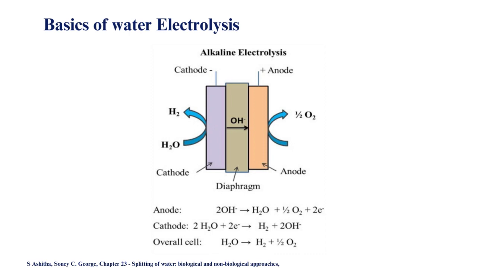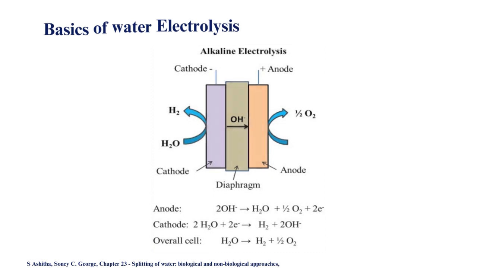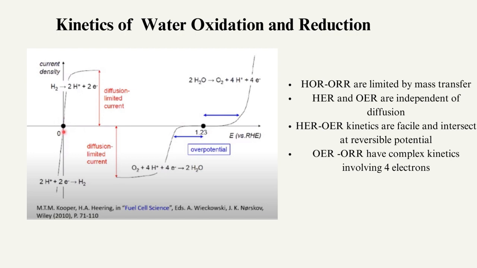So in conclusion, the overall cell reaction is H2O becomes H2 plus half O2, that is, 2 moles of water will give 1 mole of hydrogen gas and 1 mole of oxygen gas. In order to take a closer look at what happens at the electrode, we need to understand the kinetics of water oxidation and reduction.